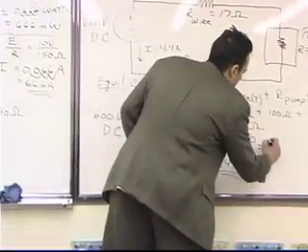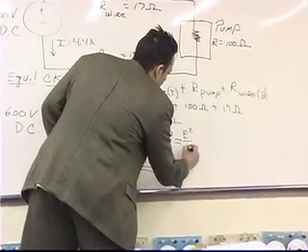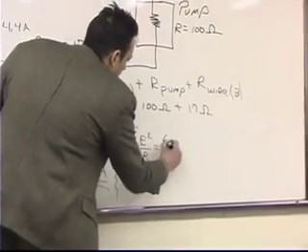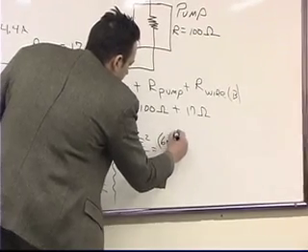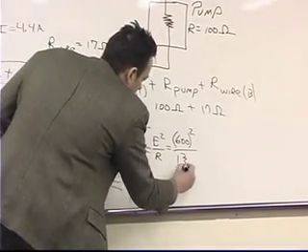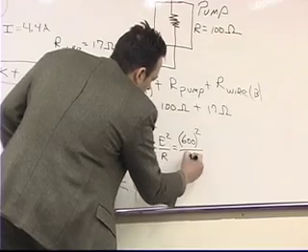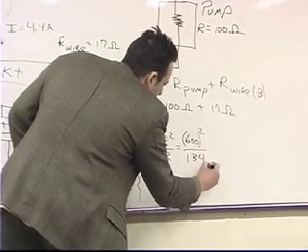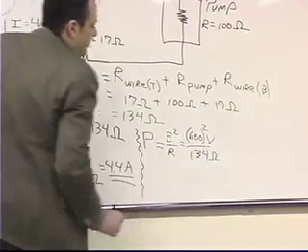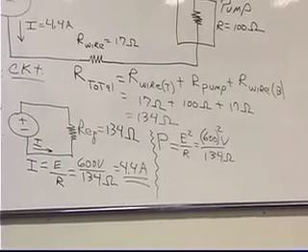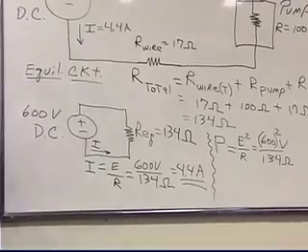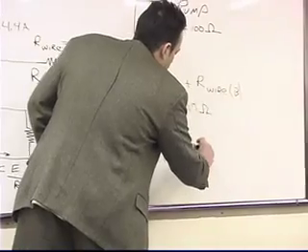E squared over R. E squared divided by R. And E squared is 600 squared. Remember, we want to put 600 in parentheses and square it, divided by 134 ohms. Okay? And this, of course, was volts. So what do you get when you take 600 squared and you divide it by 134? 448 watts.